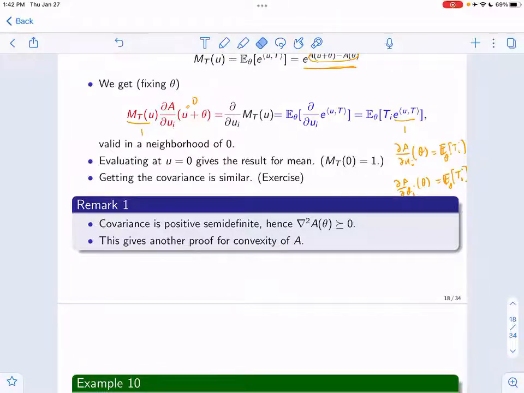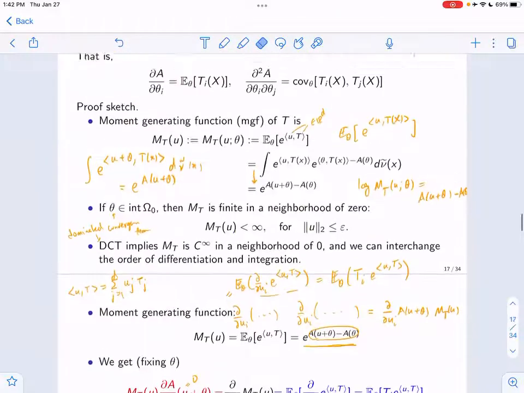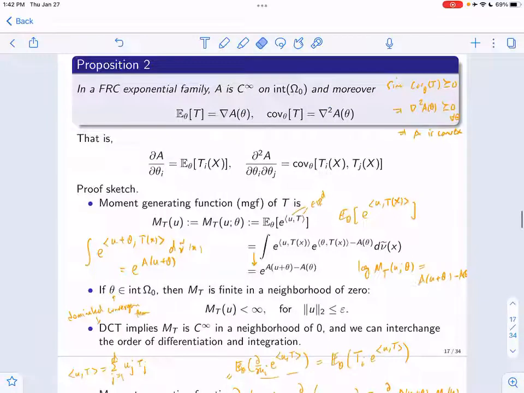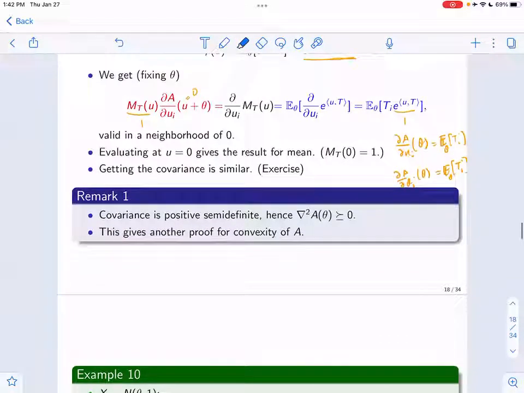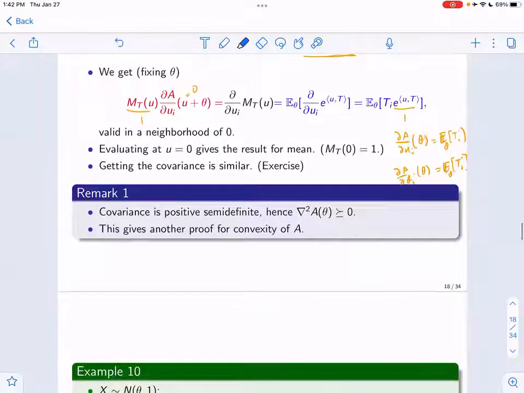The covariance, I'll leave it as an exercise to you. You just have to take the second derivative. We did it once, you do it twice, and the covariance comes out. Sounds good?